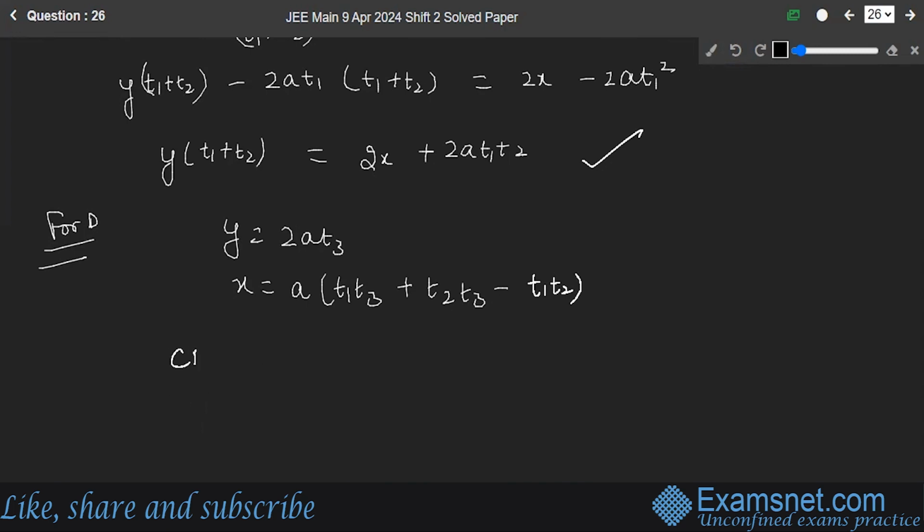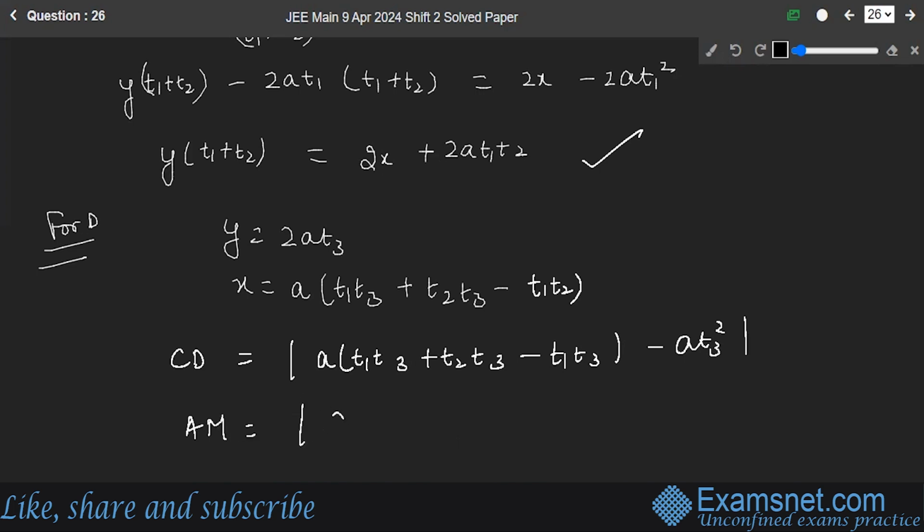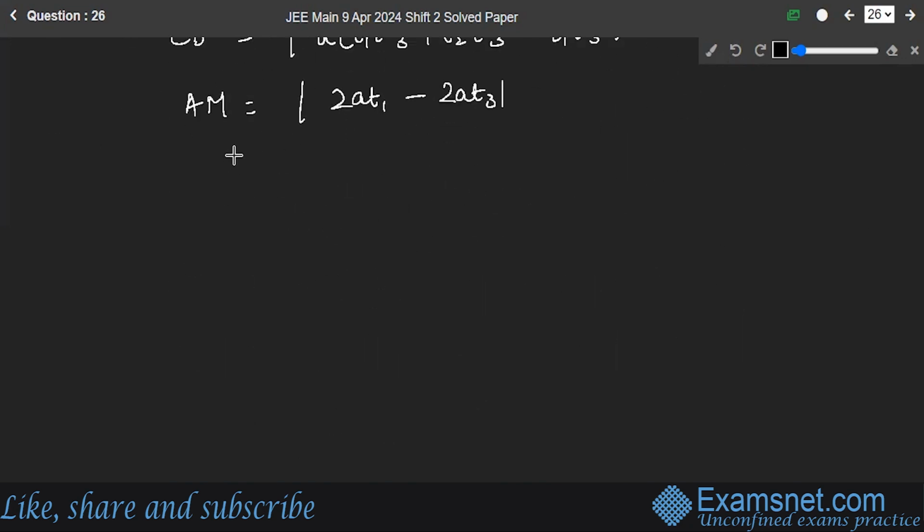So what will be the length of CD? This will be given by a into t1t3 plus t2t3 minus t1t2 minus at3 squared. And AM will be given by mod of 2at1 minus 2at3. Similarly, you will have BN as mod of 2at3 minus 2at2.